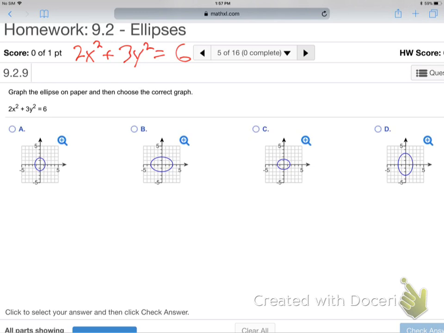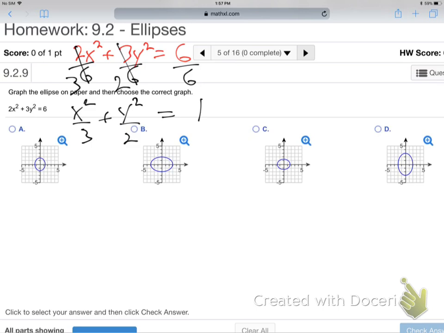Is this working? How we doing? Divide through by 6. Right? 2 goes into 6 3 times. 3 goes into 6 2 times. This is 1. X squared over 3 plus y squared over 2. We good to there? So what I did, I divided through by 6.